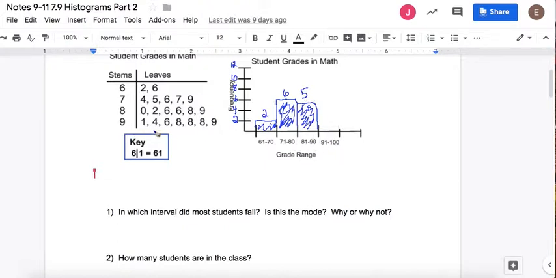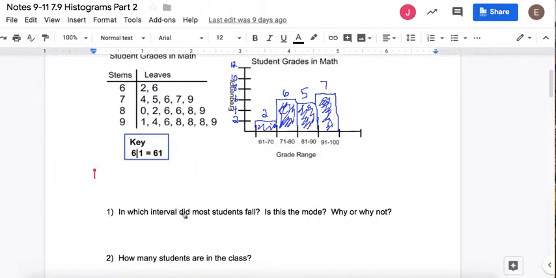And finally, 91 to 100. 1, 2, 3, 4, 5, 6, 7. So make sure they're touching. We're going to go in between 6 and 8. And we're going to put a 7 over the top.